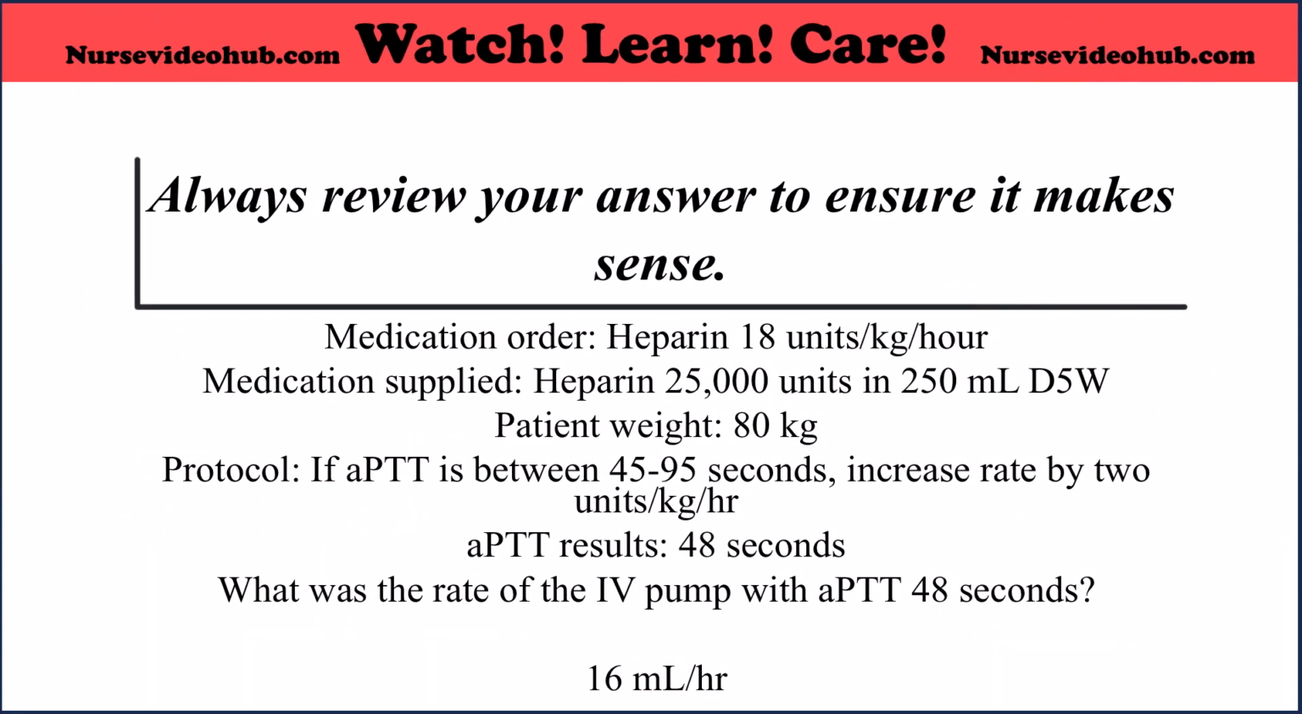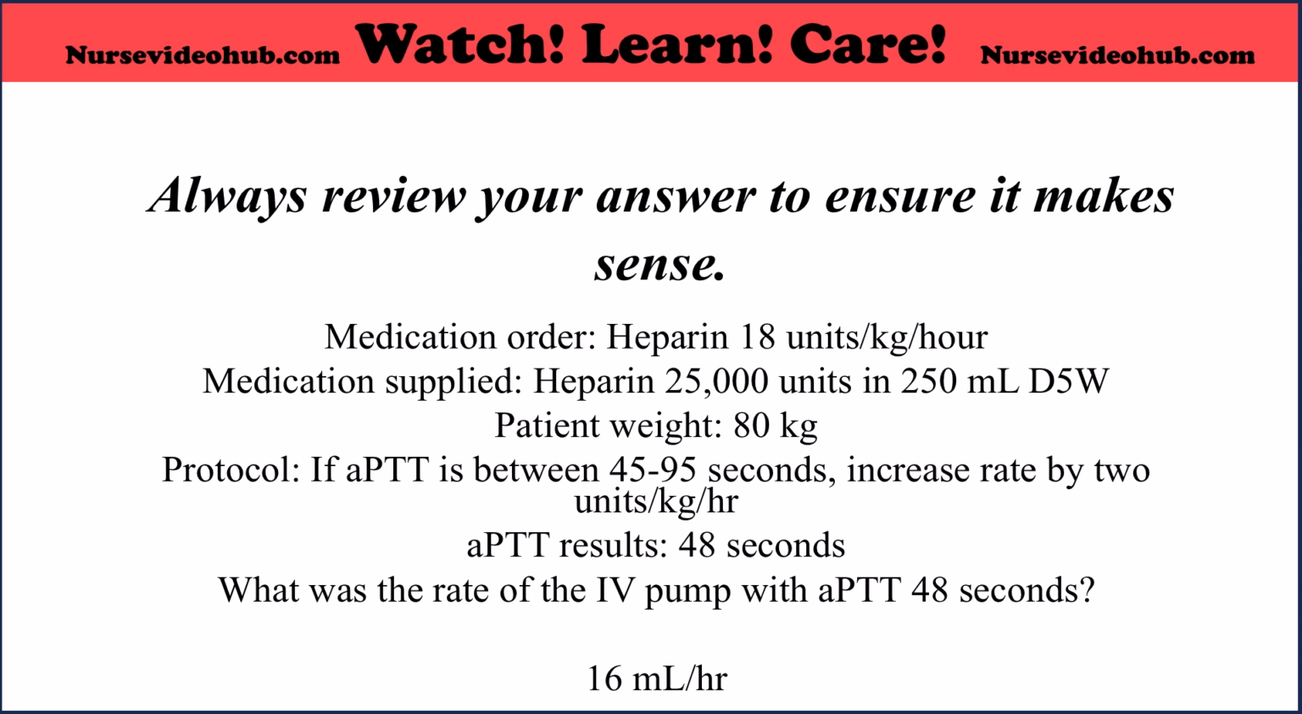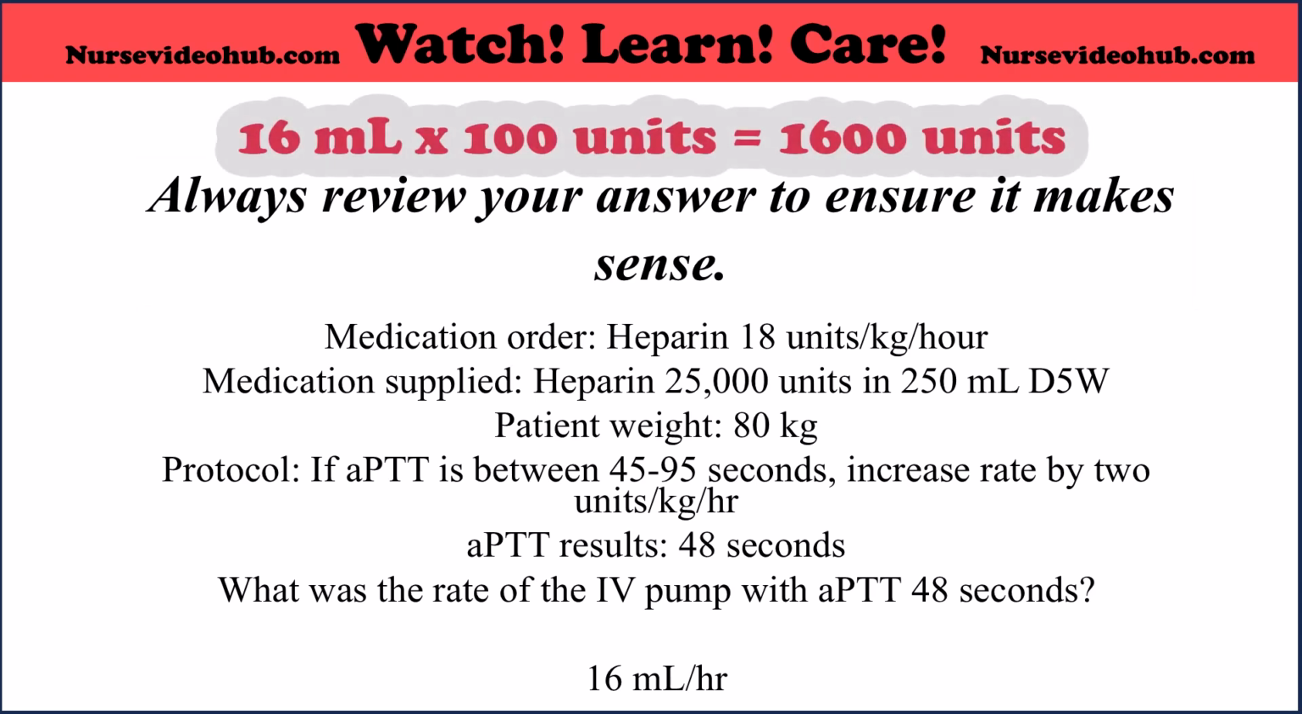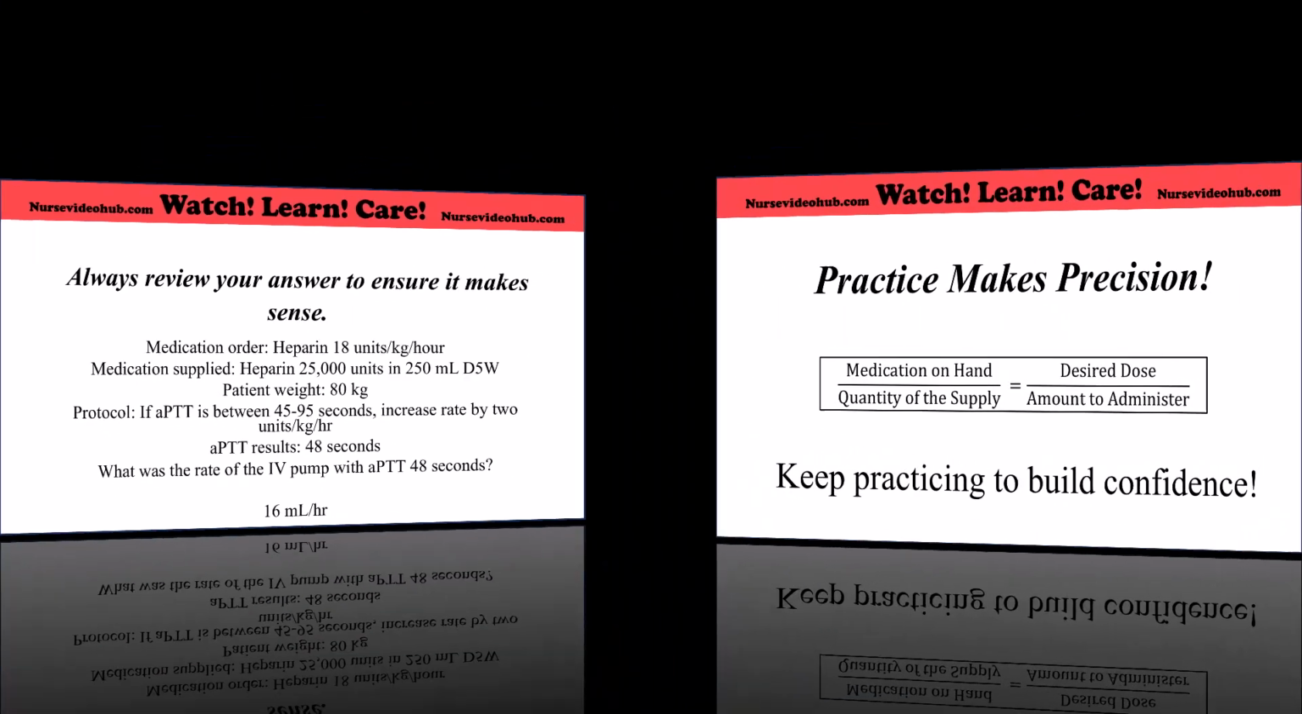Always review your answer to make sure it makes sense. The reverse method is to multiply 16 milliliters, the amount to be administered, by 100 units, the concentration available, based on 25,000 divided by 250, and that equals 1,600 units, the prescribed dose.